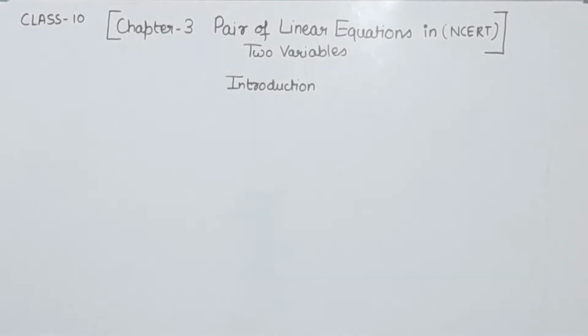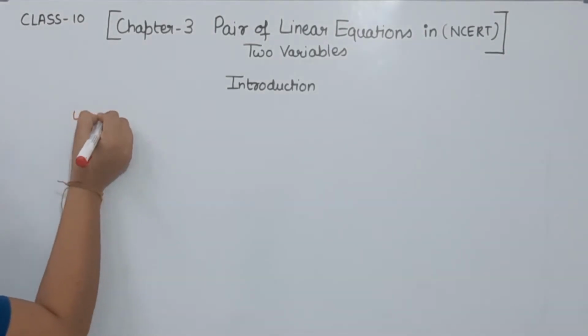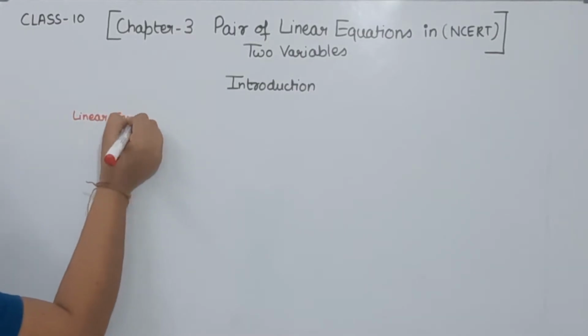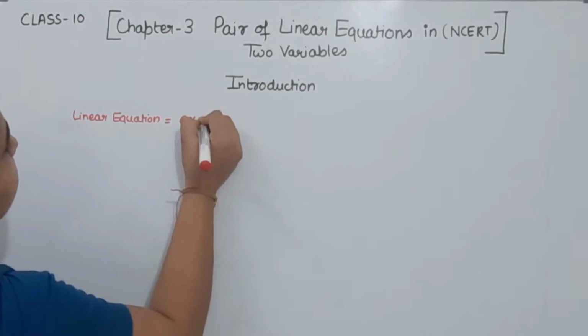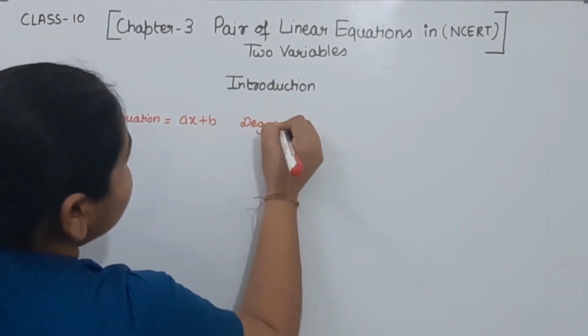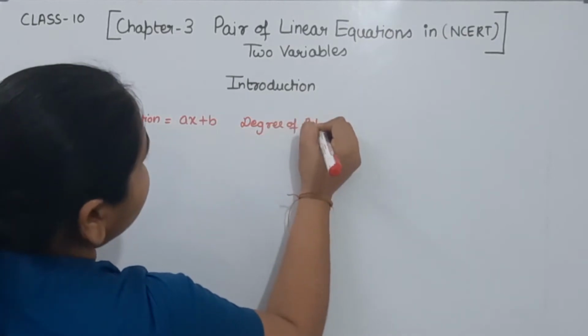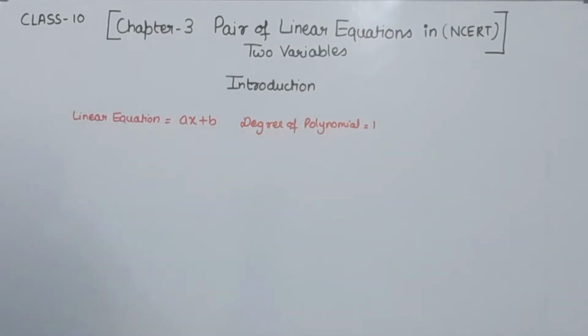So in this video we are going to get the introduction of the chapter. First of all we are going to understand the term linear equation. Now a linear equation will be in the form of ax plus b, where the degree of the polynomial, that is the highest power, is equal to 1.